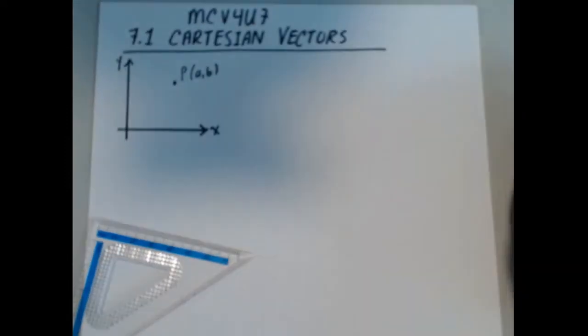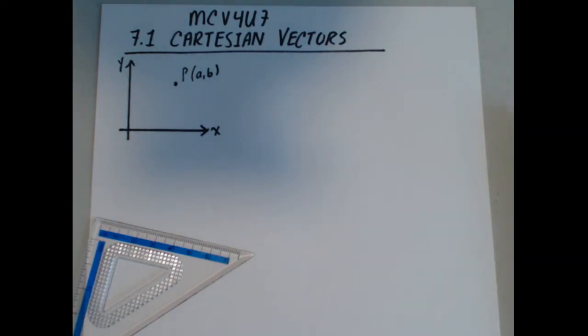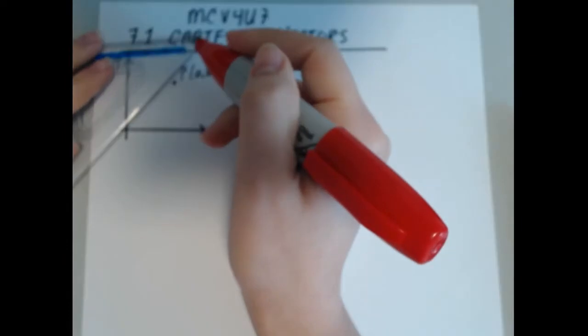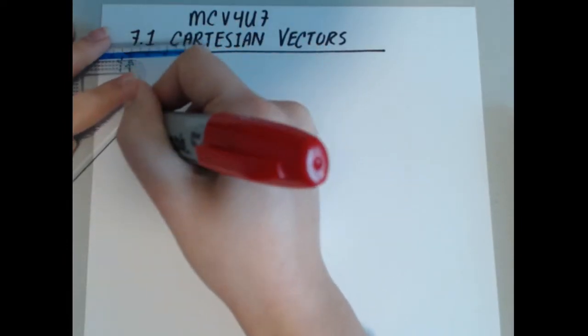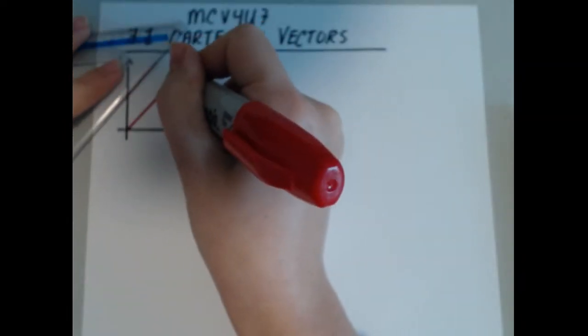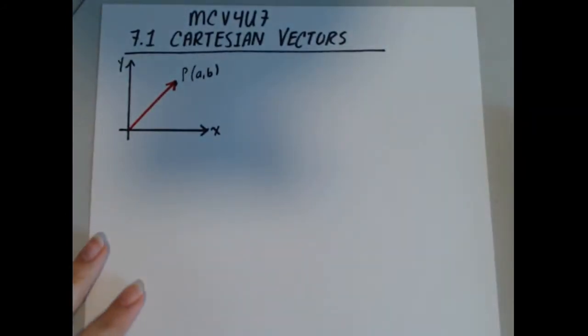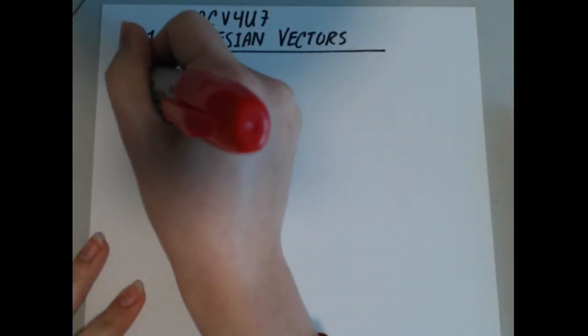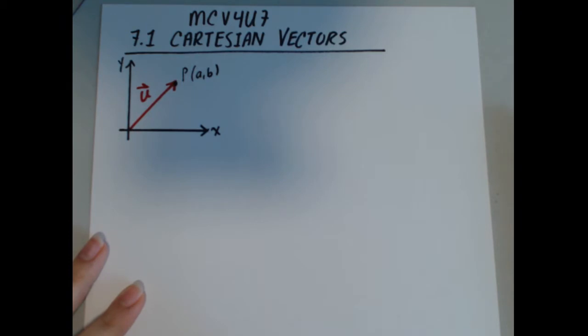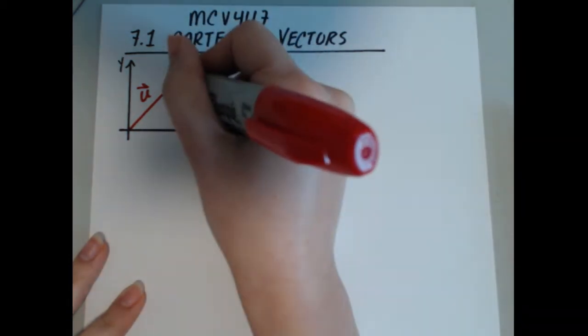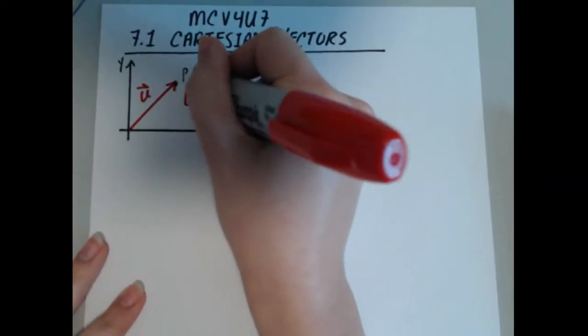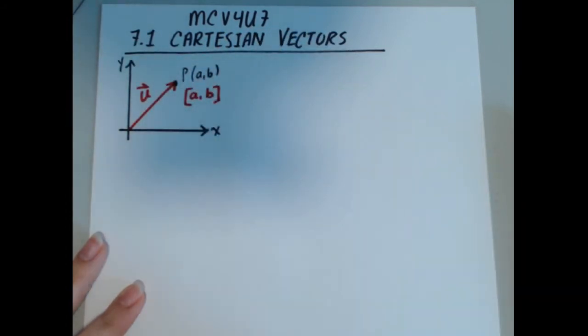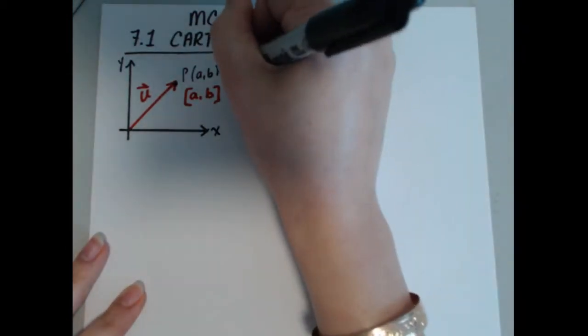If I was to then go ahead and draw an arrow from the origin going to that point, this would now be a vector. Okay, so now I have the vector u. Now, u is the vector going from the origin to point P. And u, I write like this, [a, b], but not with round brackets, but with square brackets.